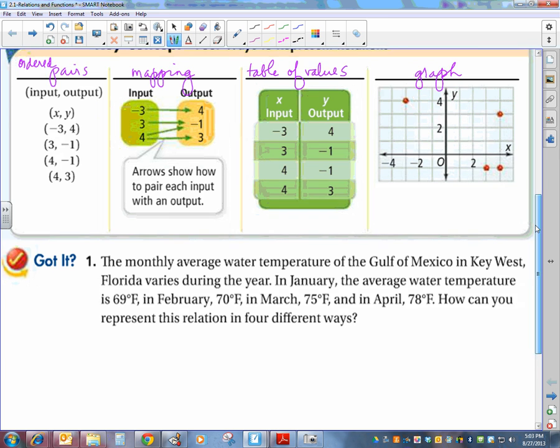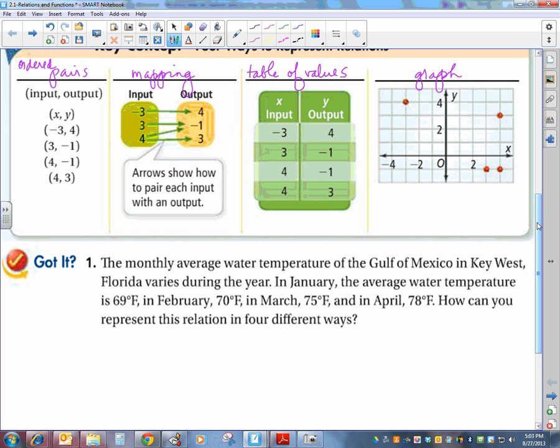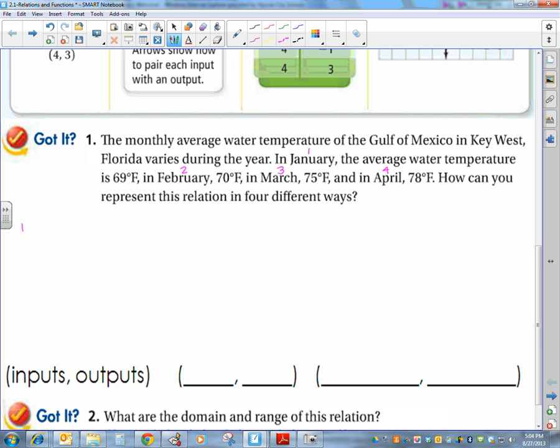Okay, so our first example: the monthly average water temperature of the Gulf of Mexico in Key West, Florida varies during the year. In January, the average water temperature is 69 degrees. In February, 70 degrees. In March, 75 degrees. And in April, 78 degrees. How can you represent this relation in four different ways? If we think about input and output, or a set of ordered pairs, then we might assign the number 1 to January, 2 to February, 3 to March, and 4 to April.